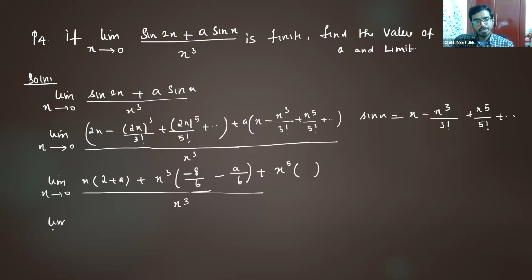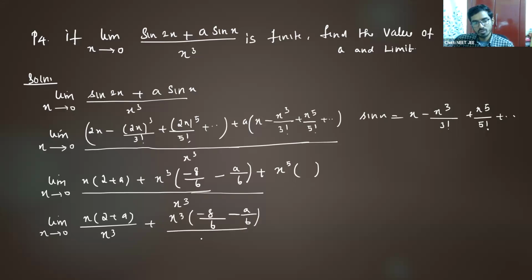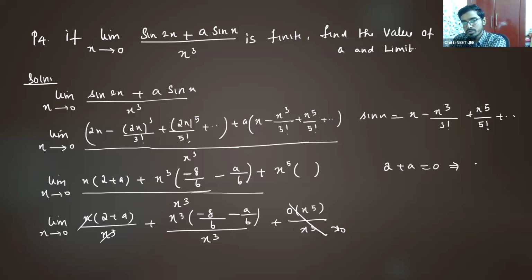When you divide separately, you will have x into 2 plus a by x cube, plus x cube into minus 8 by 6 minus a by 6, whole divided by x cube. Here we have order of x power 5 by x cube, and this will be 0, because when you cancel this, you will have x square in the numerator, and when you apply the limit, it will be 0. So that means 2 plus a has to be equal to 0, which means a has to be equal to minus 2. If a is minus 2, this full term will be equal to 0, and all the terms after this are 0.